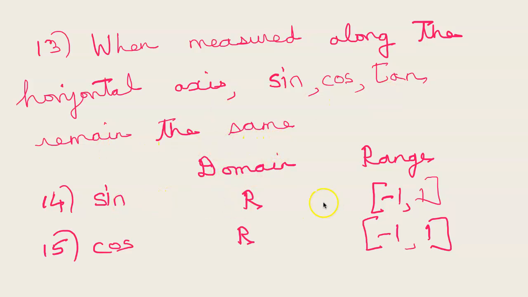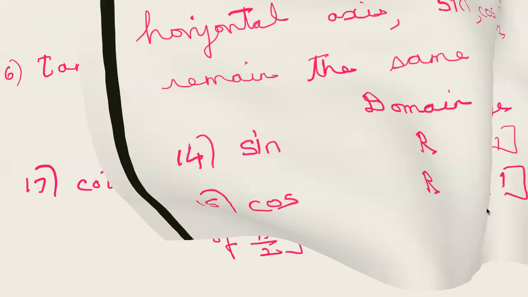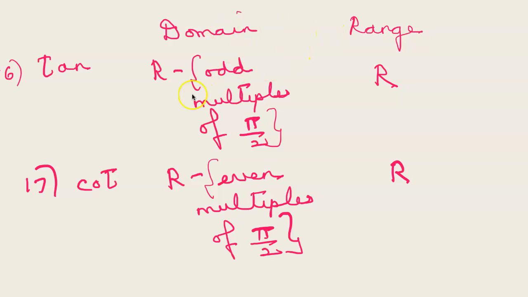Now domain of sin is R, range is the closed interval minus 1 to 1. Similarly, domain of cos is R, range is the closed interval minus 1 to 1. For tan, the domain is R minus odd multiples of pi by 2 and the range is R. Cot, the domain is R minus even multiples of pi by 2 and the range is R.